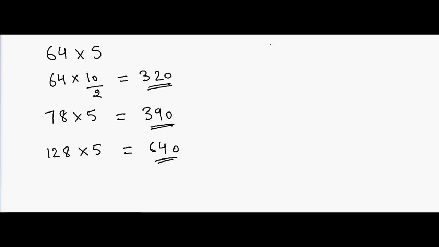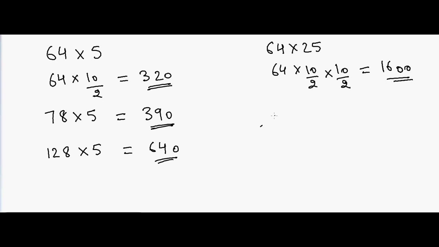Another trick is to multiply by 25. So if I have to multiply 64 by 25, then we can write this as 64 into 10 by 2 into 10 by 2. So we have to take half of 64 two times. In that case, half of 64 is 32, half of 32 is 16. The answer is 1600.